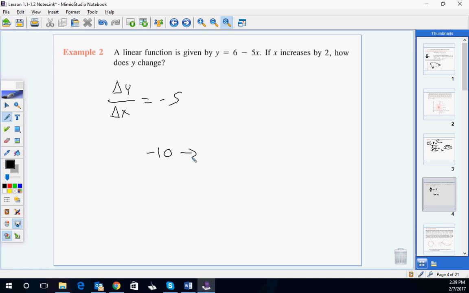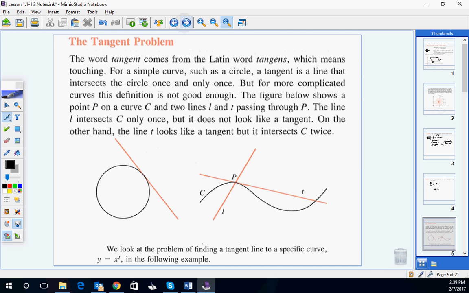Okay. So now I'll slow down here. I know I was going faster. If you're like, I can't keep up, I'm going to go slower now.